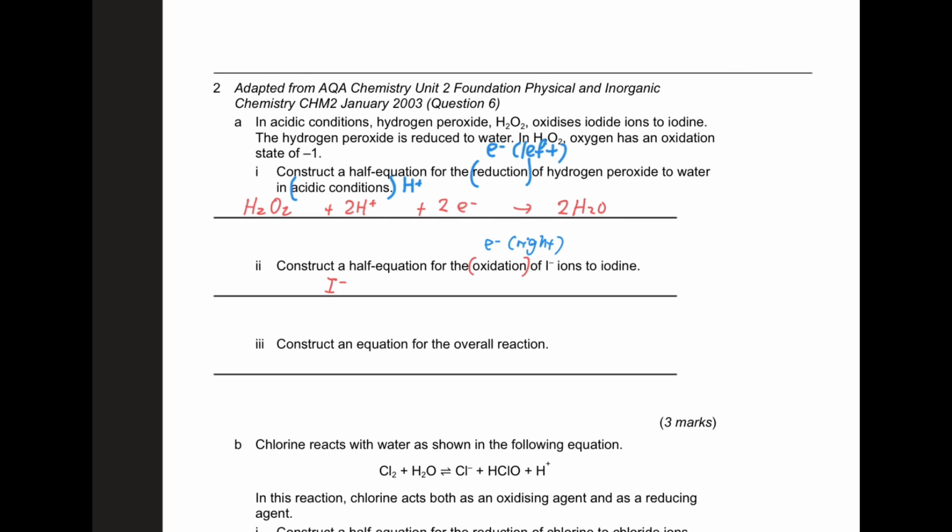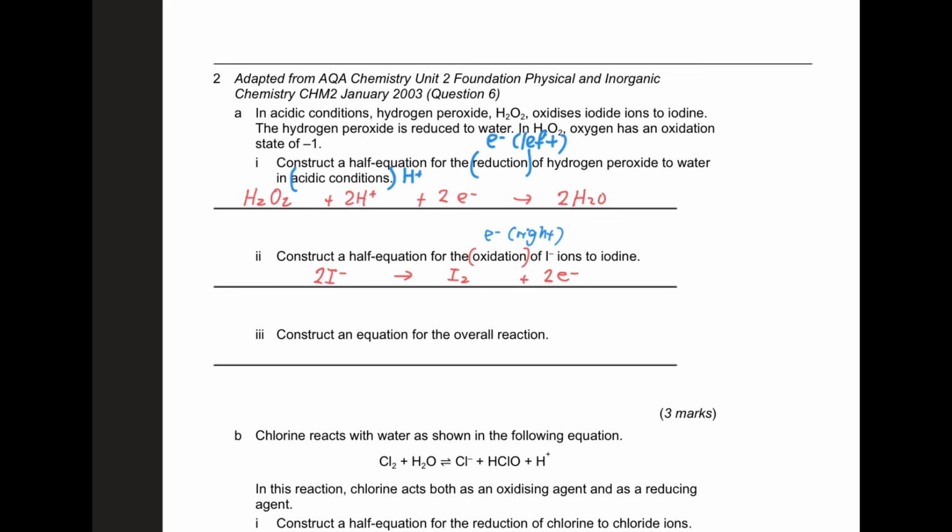Electron on the right, so it becomes iodine. Iodine is I2, electron on the right. We put it like this. Okay, now we need to balance it. This is a bit direct. 2 iodine on both sides, and then it creates a charge of -2, so I have to put 2 electrons here to have a charge of -2 on the right. Okay, so I get the half equation ready.